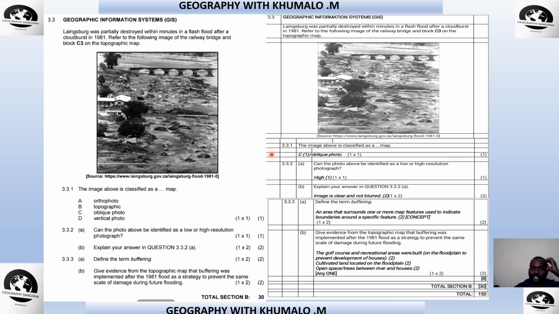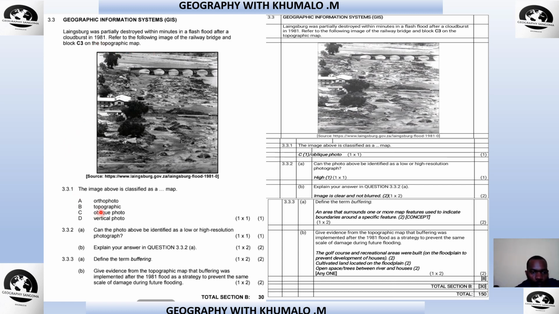And then the last question there, grade 12, is the GIS, which contributes 8 marks. The first question says, Landsberg was partially destroyed within minutes in a flash flood after a cloud burst in 1981. Refer to the following image of the railway bridge in block C3 on the topographic map.